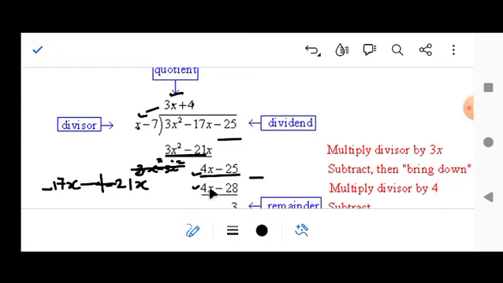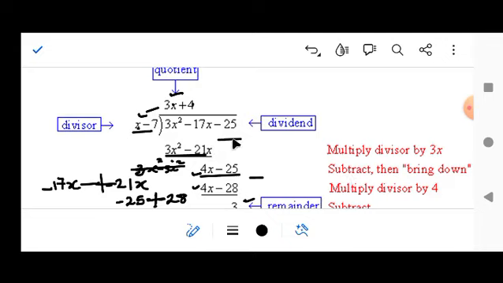So 4x minus 4x is gone. Then minus 25 minus 28. So you see minus automatically becomes plus. So you have 3. So in this case, this is what remains. That's what you have. Multiply divisor by 3. You multiply divisor by 3.